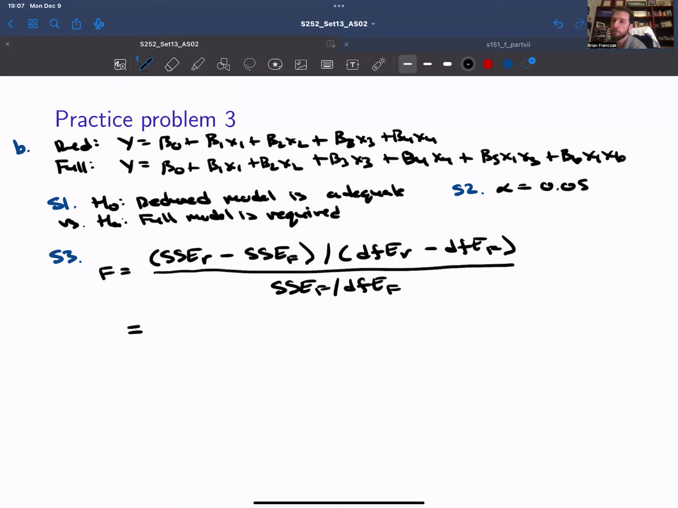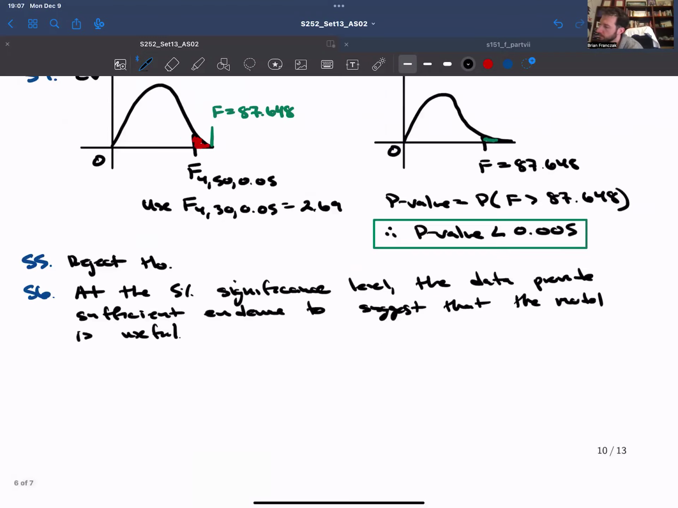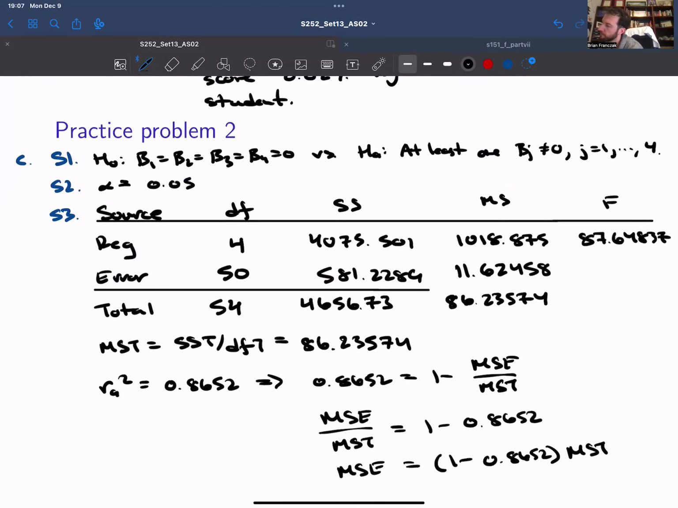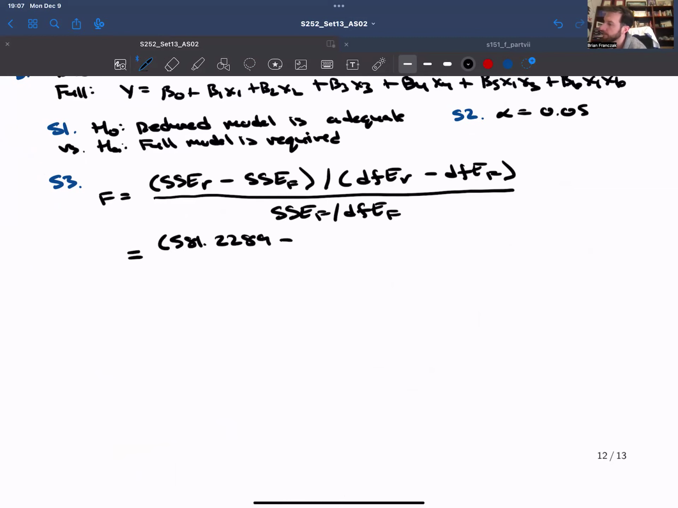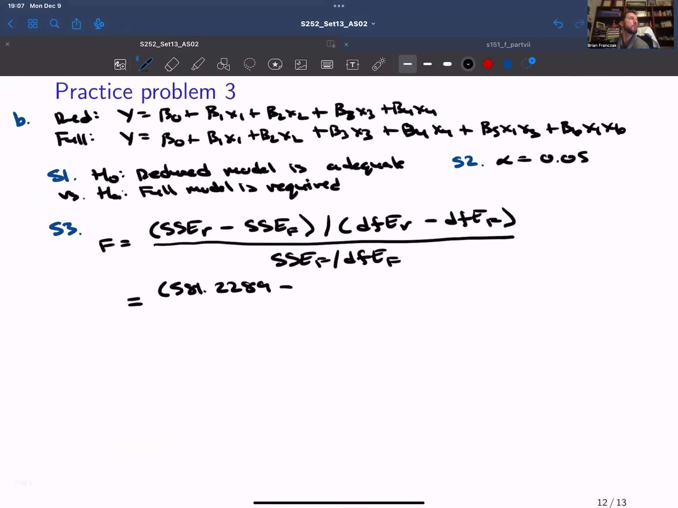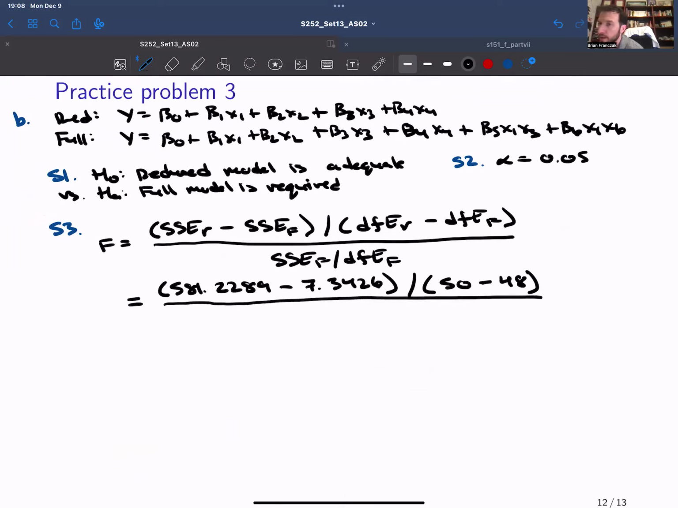Okay, so the SSE for the reduced model, we worked this out in problem 2. So this is 581.2289. And then the SSE for the full model is given to us in the problem description. It is 7.3426. Okay, and now we're going to divide by the degree of freedom error for the reduced, which we worked out to be 50. And then the degree of freedom error for the full has 2 more regression terms than the reduced model. So that means that its error degree of freedom is going to be 48.